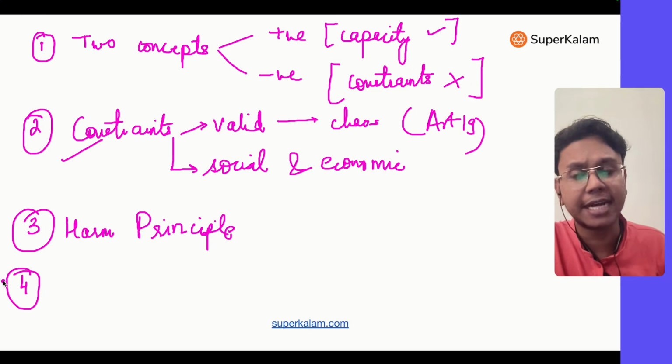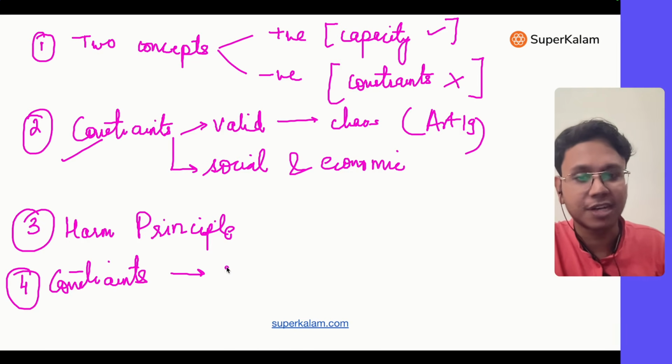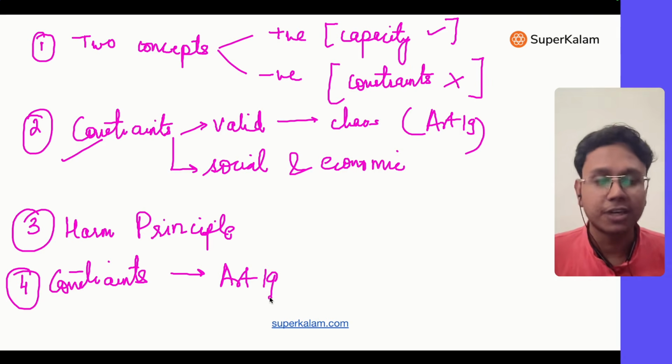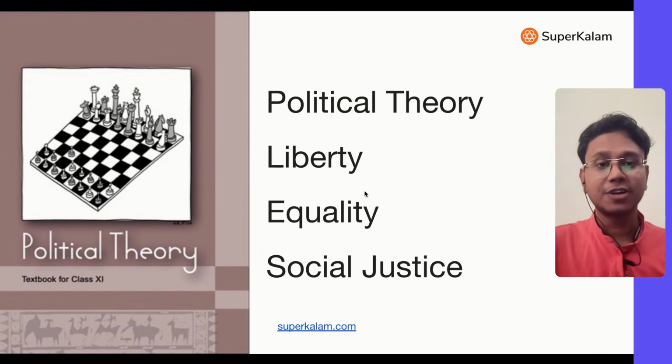Then we also, at the end, talked about the justifiable constraints, especially in freedom of speech, Article 19. So this is the basic summary of your first chapter, right? I hope this is clear. Now we will move to the other chapter. The next chapter is on equality.